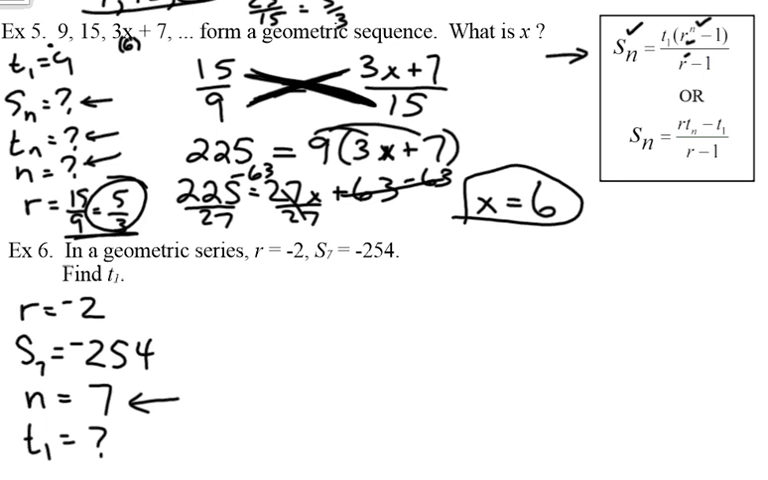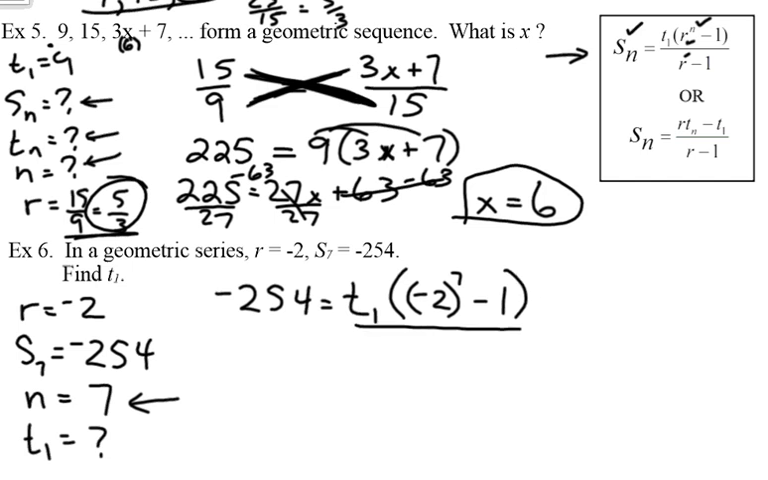S at n, well, it's negative 254 equals T1, that's what we're trying to find, times R, negative 2, but again, bracket that because that's the base for the n, which is 7 minus 1. And that all goes over R, negative 2, minus 1. There's our setup. Got to solve for T1. Negative 2 subtract 1 in the denominator is negative 3. I'm going to multiply by negative 3 and cancel that off, like we've been doing to get rid of the denominator.